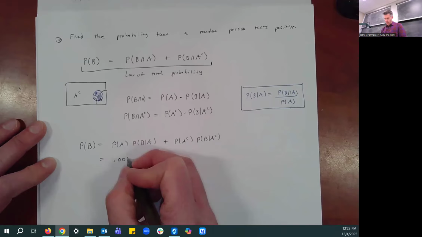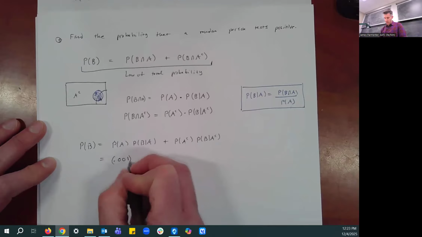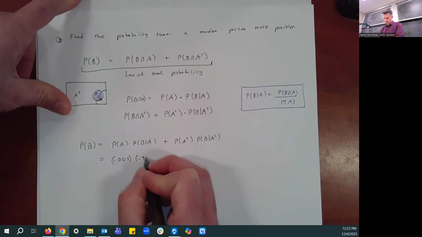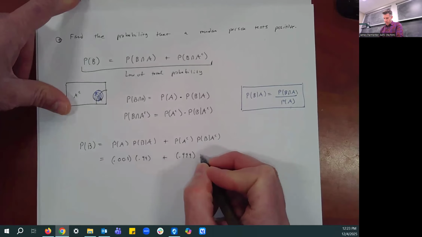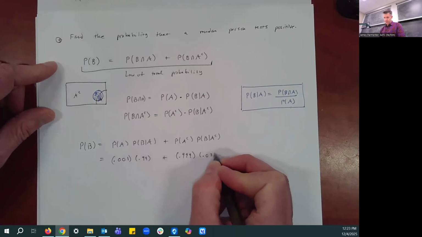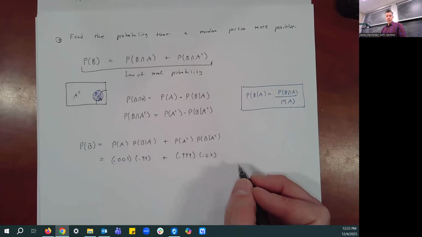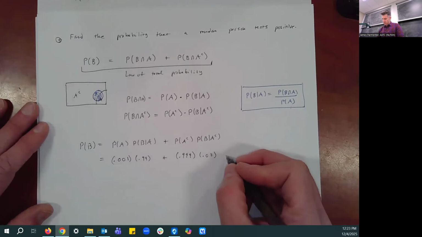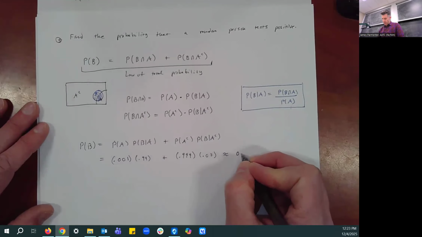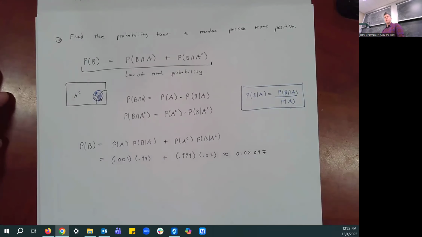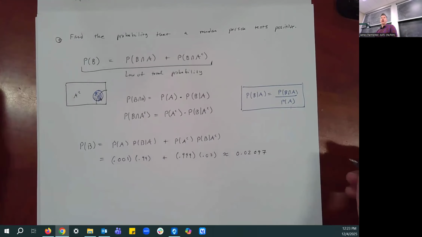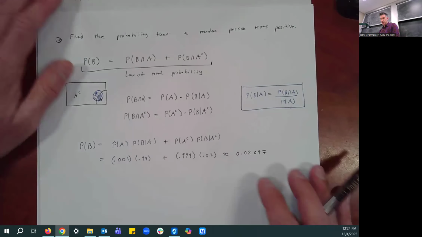0.001, that's 1/1000th, times 0.99 plus 0.999 times 0.02. And that ends up being about 0.02097. So just slightly higher than 2%. Which again, if we think about what's going on here, makes some sense.